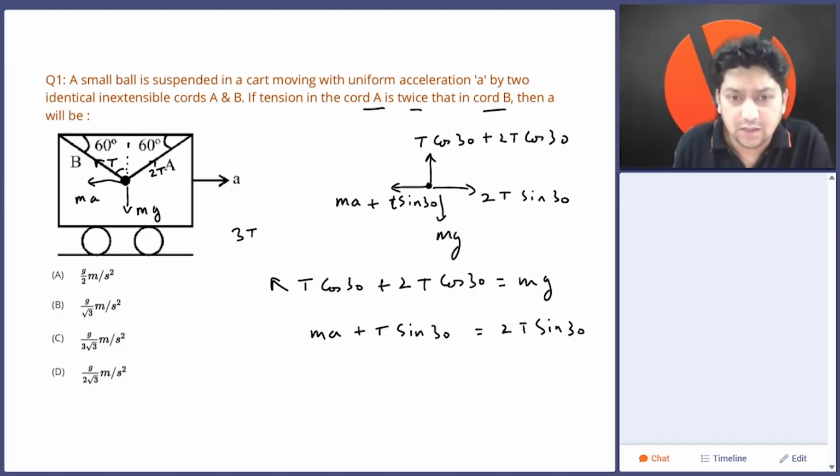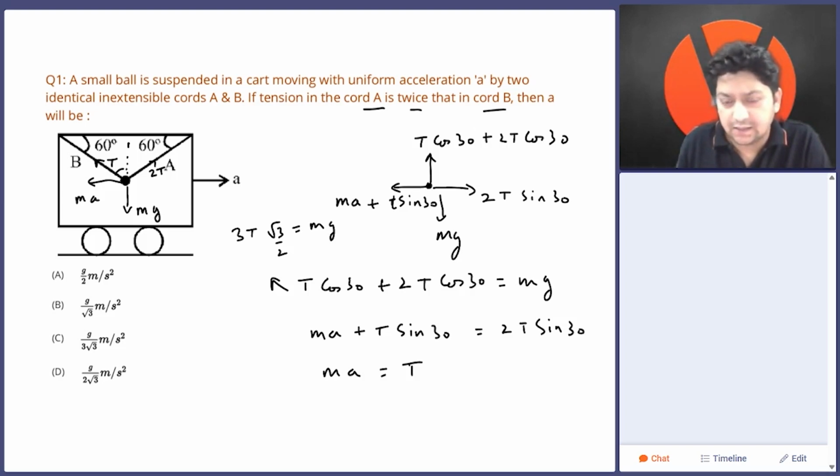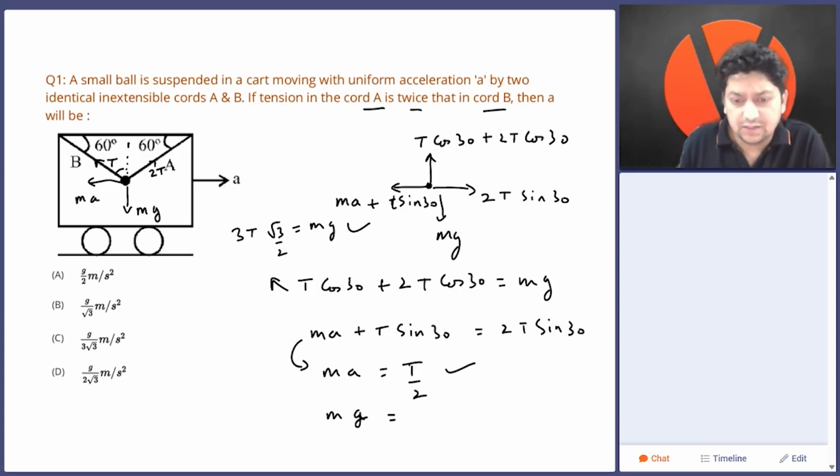Yes, 3T cos 30, which is root 3 by 2, equal to mg, and over here we can say that ma will be nothing but it will be equal to T sin 30. Sin 30 is T by 2. So using this equation we get this value, and using this equation we get this value. Now we can divide these two equations. Let's divide these two. I'm keeping mg in this direction, and 3T root 3 by 2 will be keeping over here. Now divide these two equations.